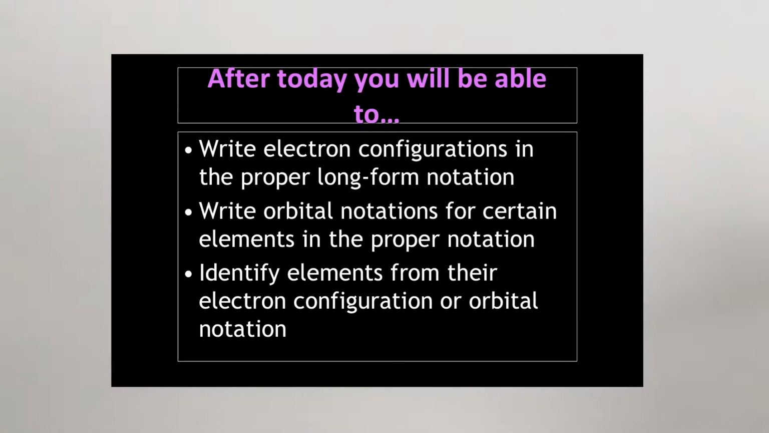So we have our goals today. I want you to be able to write electron configuration in the proper long form notation. I want you to be able to write orbital notations for certain elements in the proper notation. And I want you to be able to identify elements from their electron configuration or orbital notation. So orbital notation is basically electron configuration, but with circles, and instead of representing electrons, they're going to be arrows. You'll see what I mean.